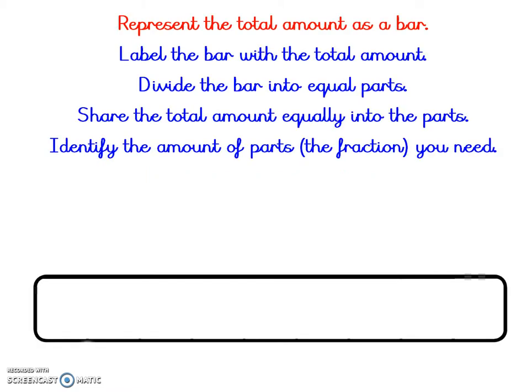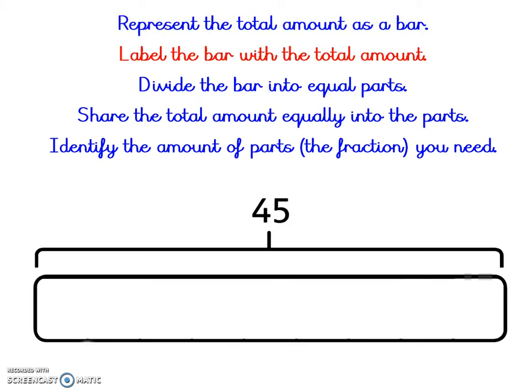The first stage was we represented the total amount as a bar, so that bar represents everything. Then we labelled the bar with the total amount so we knew what that everything was. Whether it was a big number or a small number made no difference, we just needed to know how much that bar represents. We then divided that bar into the equal parts we were being asked for. In this case I've taken my whole bar, my 45, and divided it into 9 equal parts. This means that each of those parts represents 1/9.